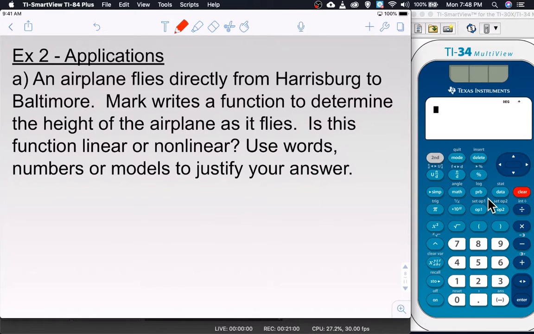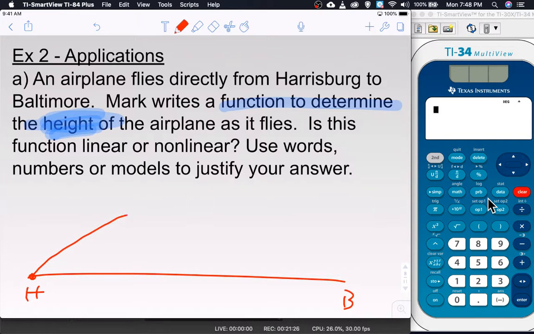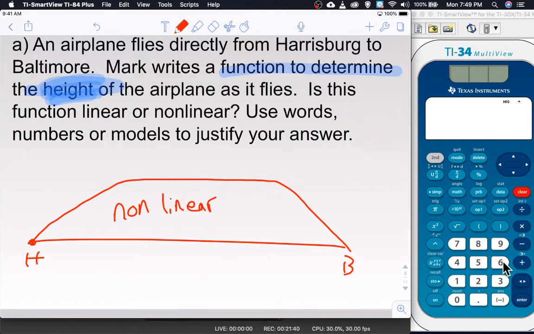Okay, so if you're talking about the direction the airplane goes, and you go, oh, it goes from Harrisburg to Baltimore, then that looks like a straight line. You go, oh, that's linear. But that's not what the question's asking. He writes a function to determine the height of the airplane as it flies. So the height of the airplane from Harrisburg to Baltimore is going to do this. It's going to take off. It's going to fly flat for a while. It's going to land. That is non-linear. And this beautiful picture here is my model. That's a perfectly good reasoning on why.